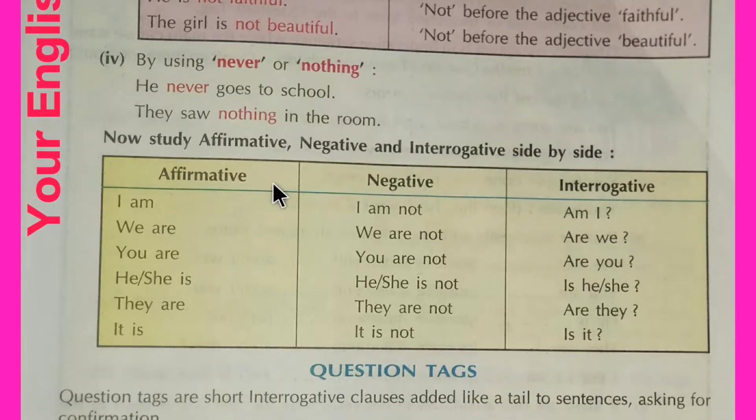So affirmative, negative, and interrogative. How to do it? I am. In negative it will be I am not. In interrogative, am I? We are. We are not. Are we? You are. You are not. Are you? He or she is. He or she is not. Is she or he? They are. They are not. Are they? It is. It is not. Is it?